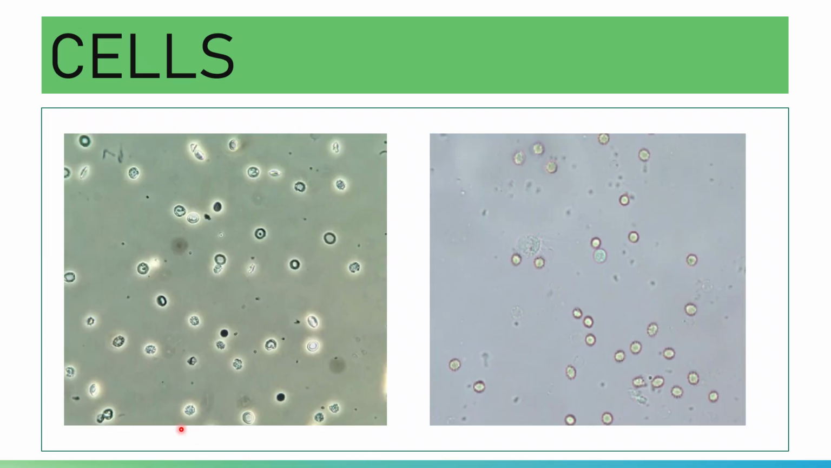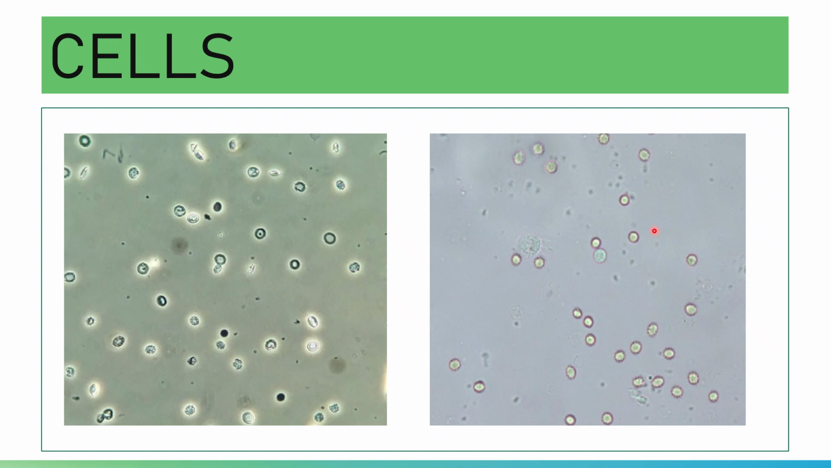Here you have microscopic images of red blood cells. These are red cells, and you have crenated red cells. Please note that they appear to have granules inside, but in reality they do not have granules. It is just because of the crenation. Same with this one, they are crenated red cells.